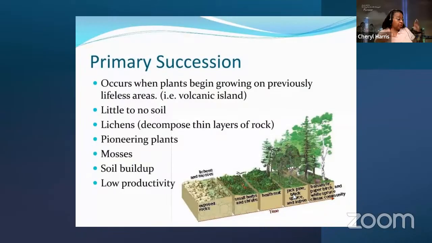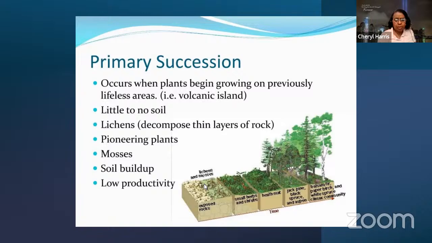So we had a lot of reading yesterday, but I want you to jot down these notes here. Primary succession occurs when plants begin to grow where there was, and this is the important part, previously lifeless area. Okay, so we're starting from dirt and there's nothing there but dirt. So you look down at the picture, and what they didn't have in the exercise yesterday was a picture like this. So this is the picture you need to kind of grasp in your head.